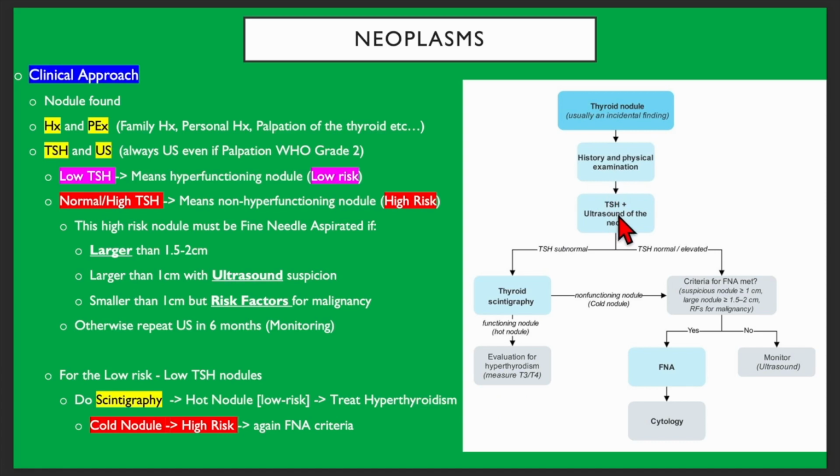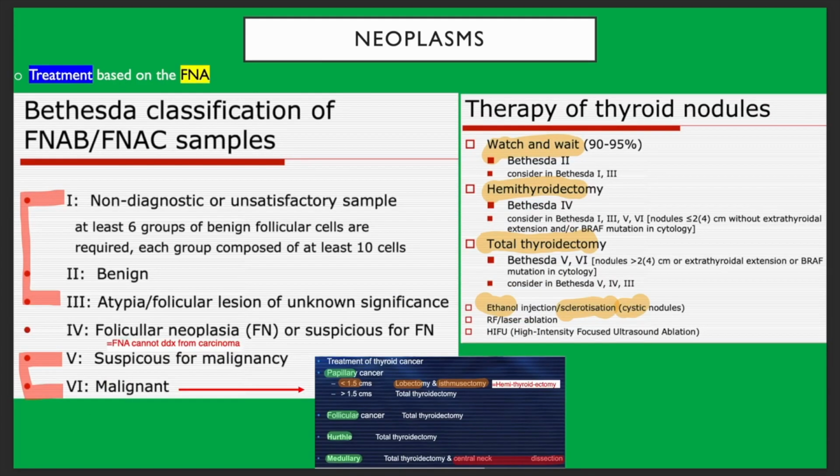But if the nodule is not working, it could be a cancer, and the TSH is normal or elevated, then we look at the criteria, the ATA criteria. If they are there, or if it's a cold nodule, then we take the biopsy and look at the cytology. So yeah, that's what we do. And then we have the Bethesda classification. It's basically: you did the fine needle aspiration, you see the cytology, and now you do the treatment.